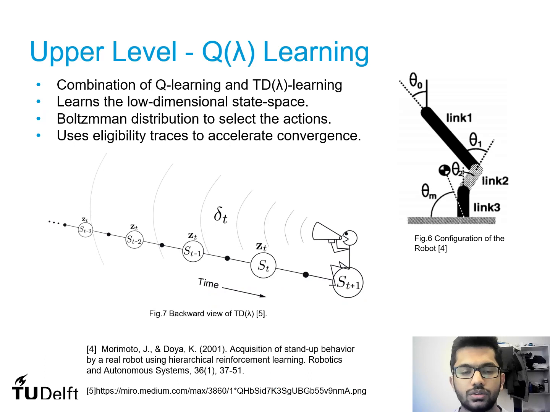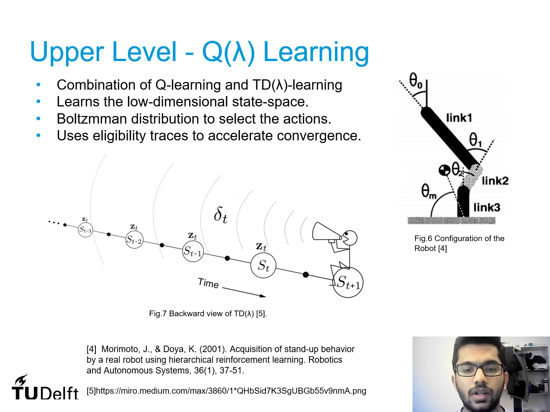In this slide, we are going to see about the upper level part of the hierarchical reinforcement learning. The upper level uses Q lambda learning to learn the low dimensional state space for the given robot. What exactly is Q lambda learning? It is nothing but the combination of Q learning and TD lambda learning, where the update step of Q learning and the lambda parameter from the TD lambda learning is used.